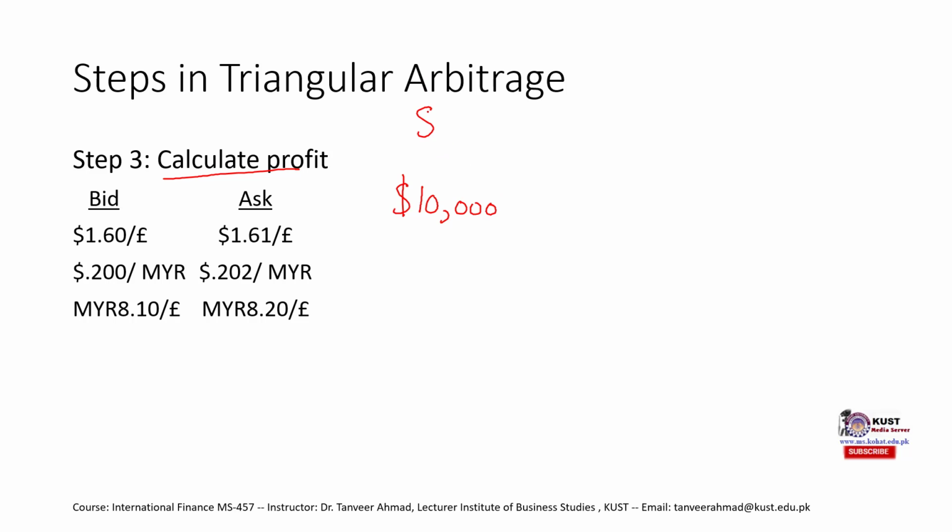And what was our path? Dollars to pounds, pounds to MYR, and then again to dollars. So let's perform this first task. So we do dollars into pounds. Which exchange rate mentions both these currencies, dollar and pound? Obviously this one. But should we use the bid price or should we use the ask price? Now remember, this is the selling price of the pound and this is the buying price of the pound by the bank. So what are we doing in this case?